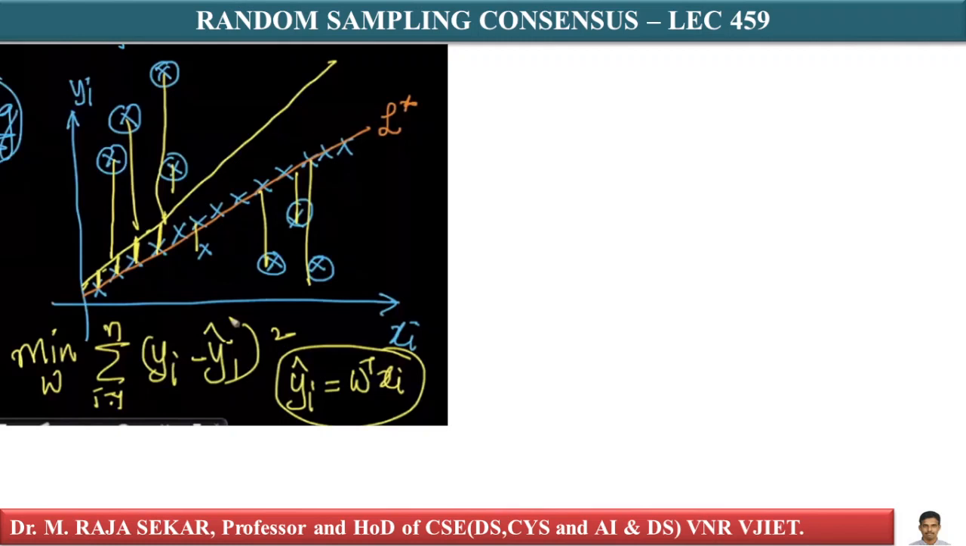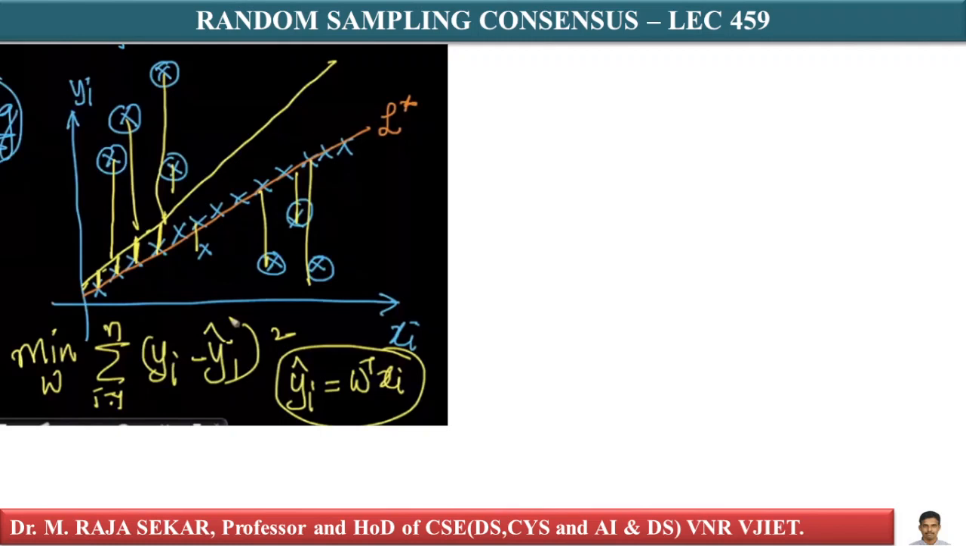You are trying to find w, where yi hat is nothing but w transpose xi. You have to minimize the sum over i equal to 1 to n of (yi minus yi hat) whole squared. This is what you are trying to achieve in a linear regression problem. You are trying to minimize the squared loss.